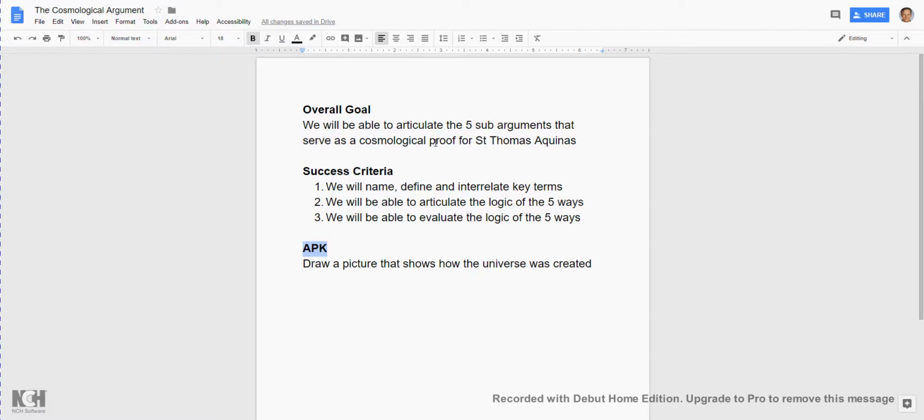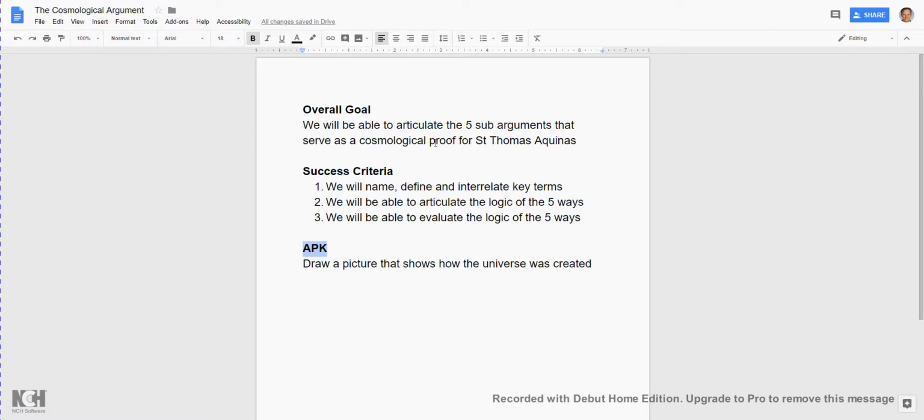And if you understand that cosmology means something a bit different back in St. Thomas's time, then you basically understand why we call this the cosmological argument, especially when we look at the 5 ways. So what are our success criteria?